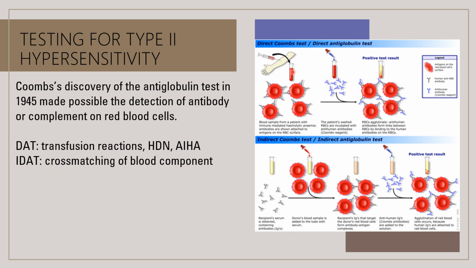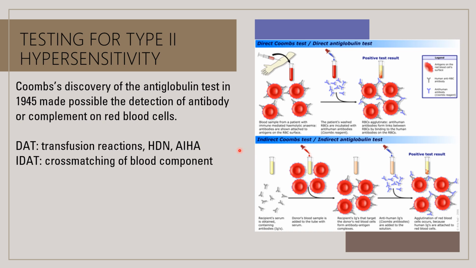So in direct Coombs test, we will know if there is an ongoing type 2 hypersensitivity reaction. In indirect Coombs test, we are going to test if there is a possibility of type 2 hypersensitivity if we will introduce this kind of substance or, for example, blood component to a patient.